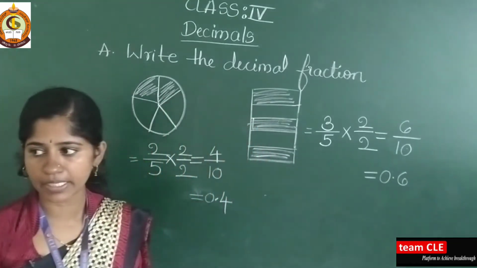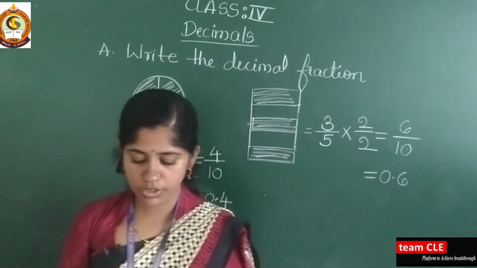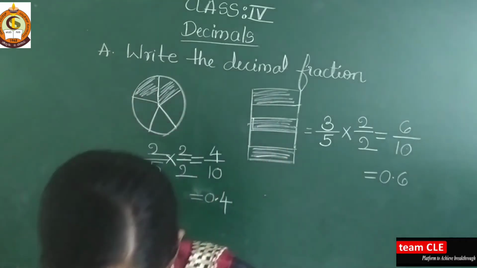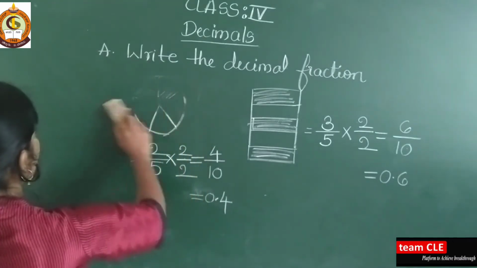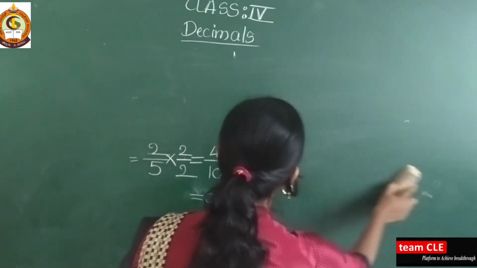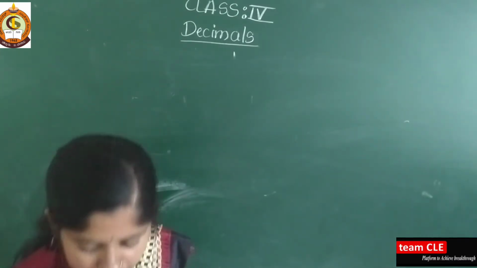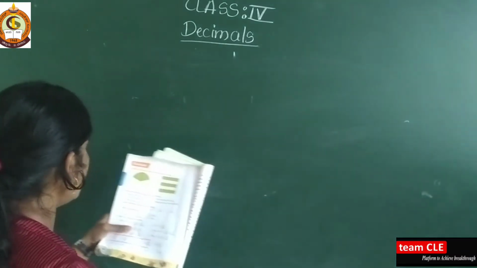I hope you are getting my point. This is the type of way you need to write the numbers. These are the two examples I took from your evaluate part. I hope you understood this. Next we will move to one more part. The second question is: write the decimals as numerals.